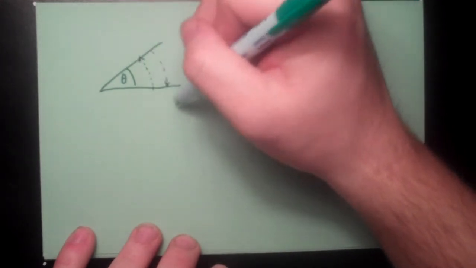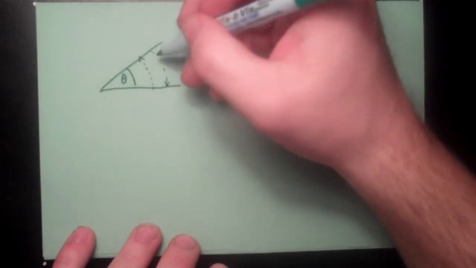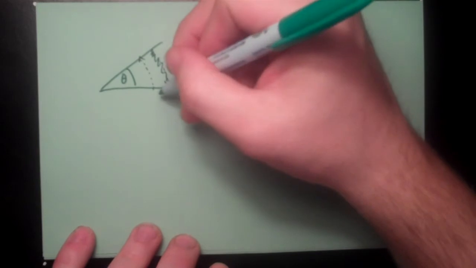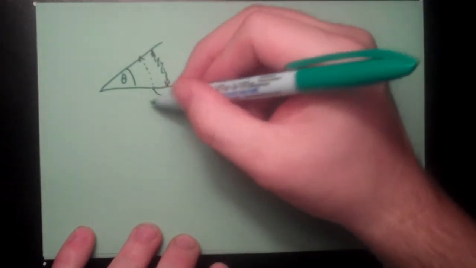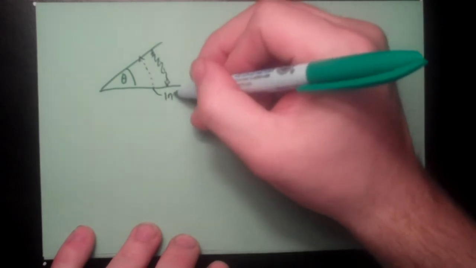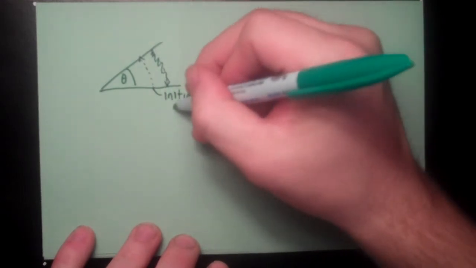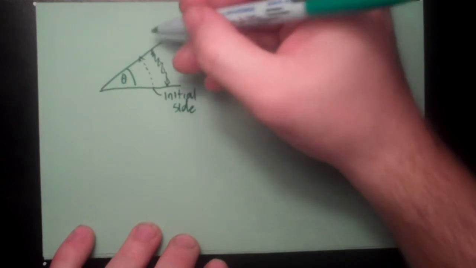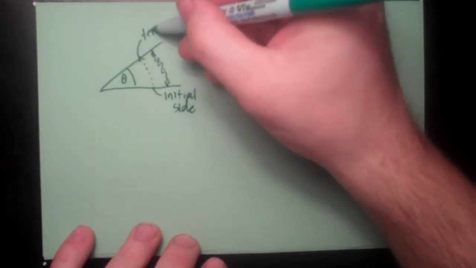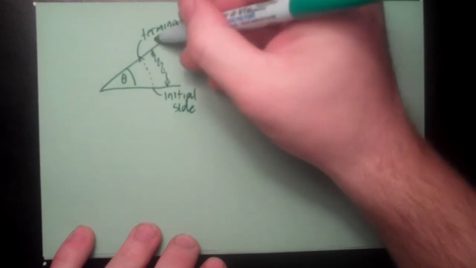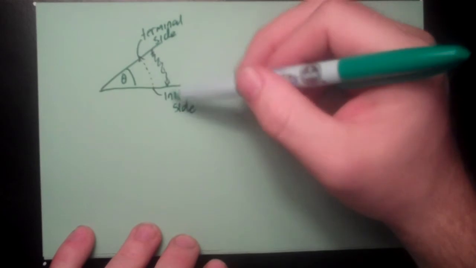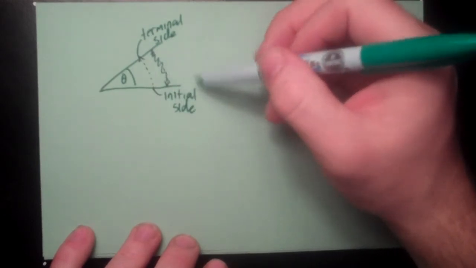These two sides have a name. Let's say that you started from here and measured to there. Well, you initiated your measurement at this side. So this is called your initial side. Okay, and you terminated your measurement here. You ended the measurement here, so this is called the terminal side. Okay, so those are just two terms that we use when we talk about measuring angles.